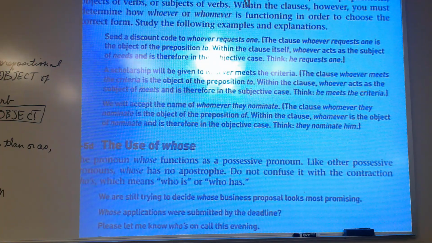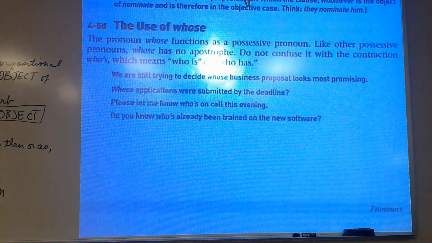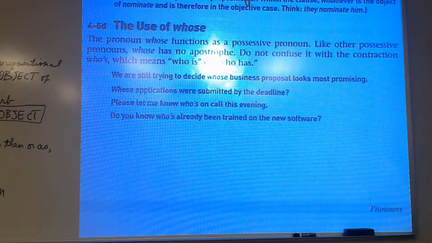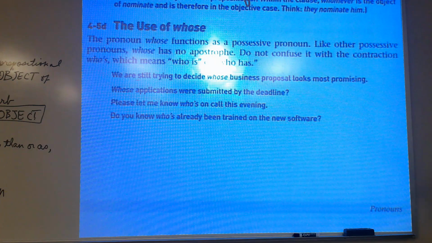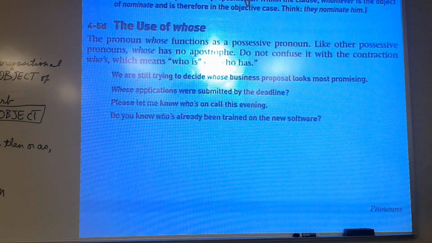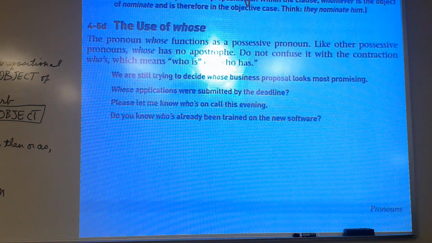Whose is just a possessive pronoun, and it'd be like, whose house is this? Never who is, who apostrophe s, never who is house is this. So we're not going to make a contraction of it. But whose is a possessive case pronoun. Whose house is this?